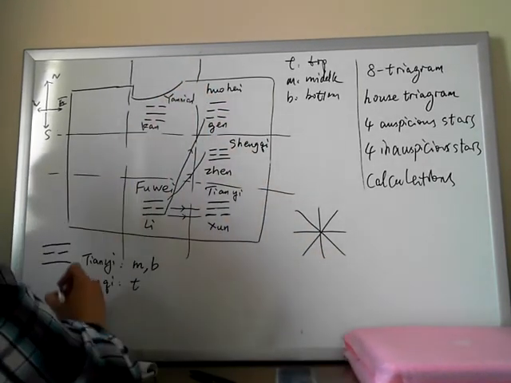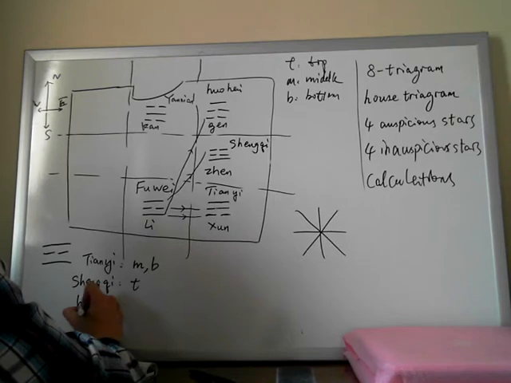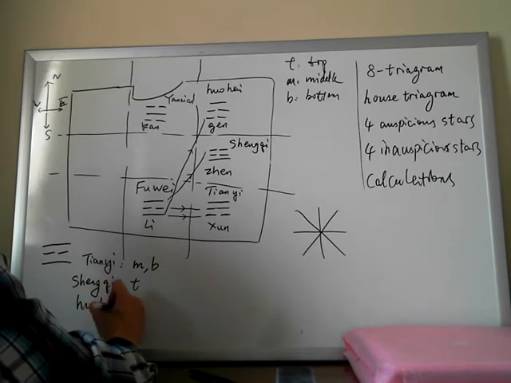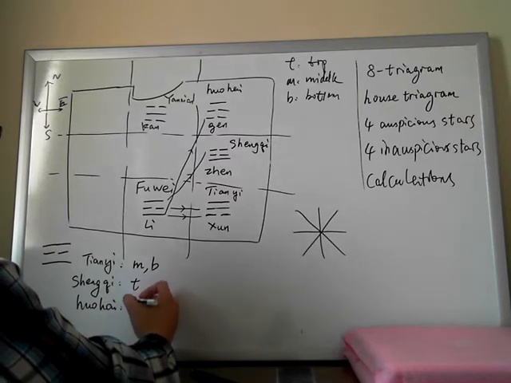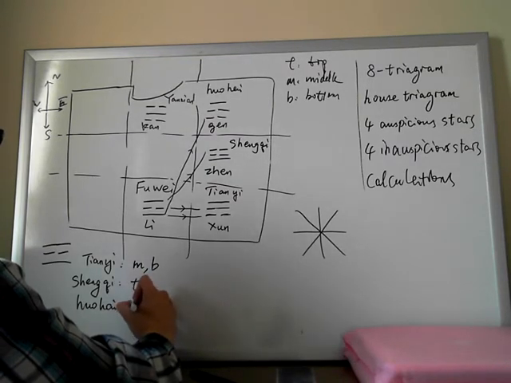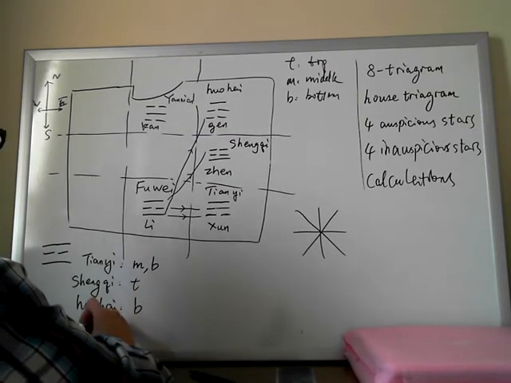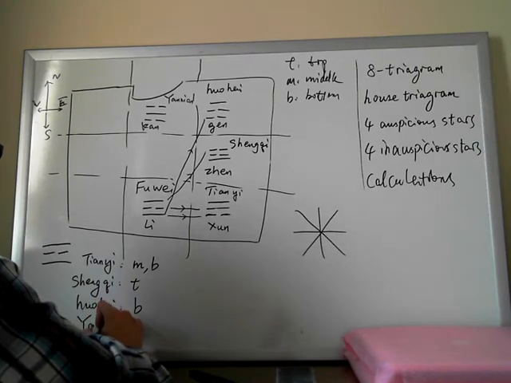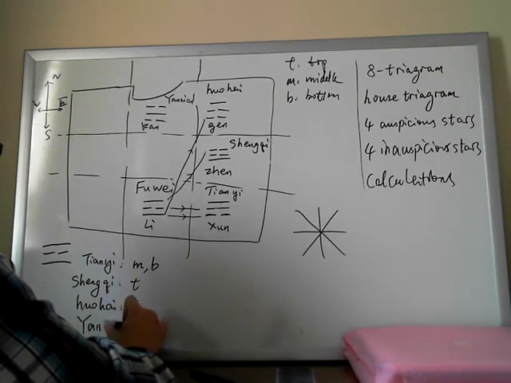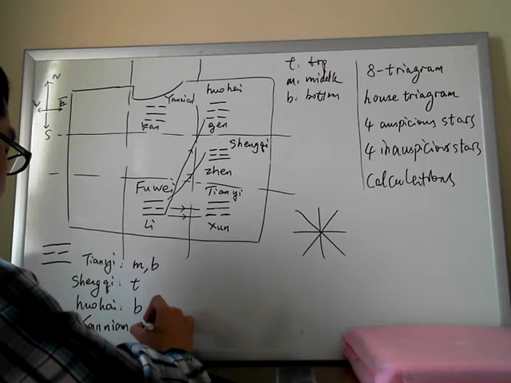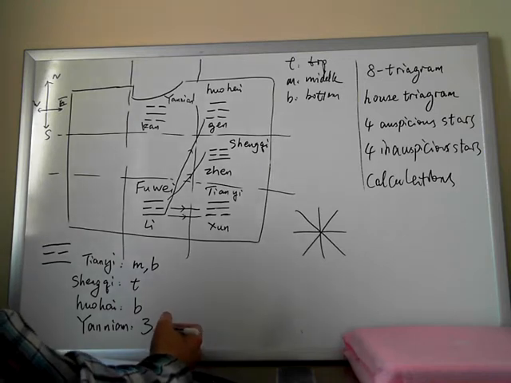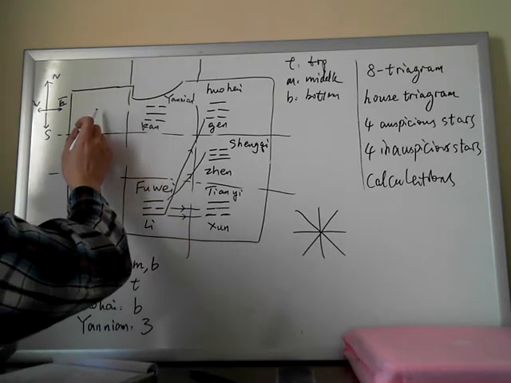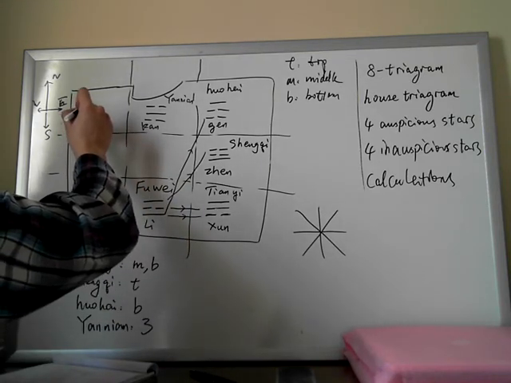Let me write down here. So Huohai is where only the bottom line changes, and the Yan Nian is when all three lines change. And this sector, northwest, is associated with Qian.